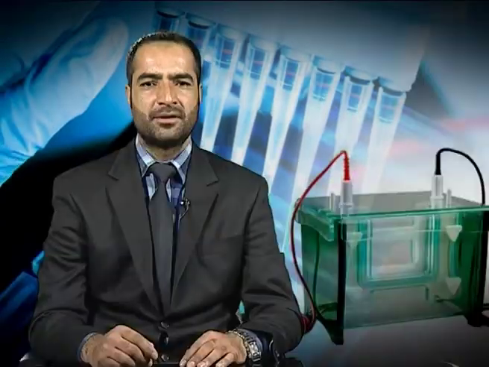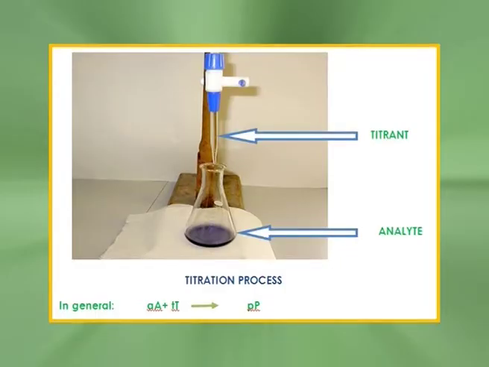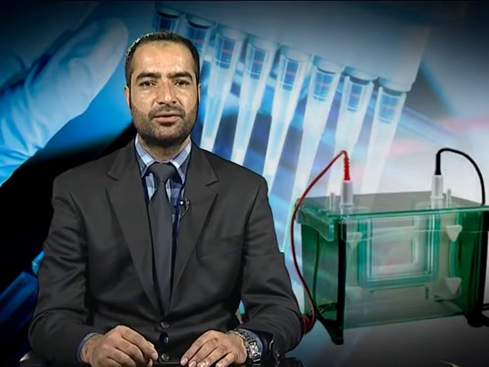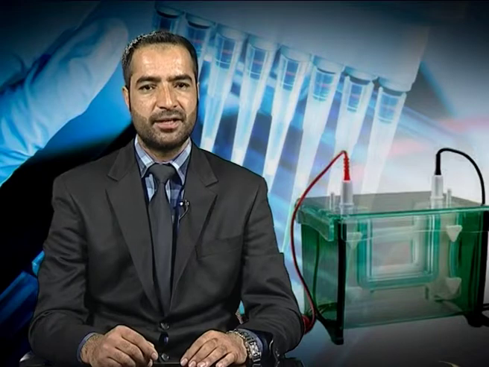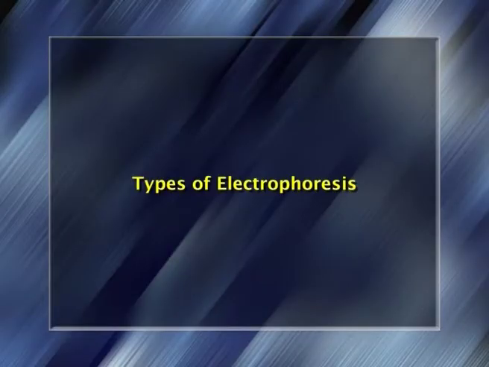The rate of migration of a given species depends on its charge and its size. Separations are then based on differences in charge to size ratios for the various analytes in a sample. The larger this ratio, the faster an ion migrates in the electric field. Now let's discuss the types of electrophoresis.